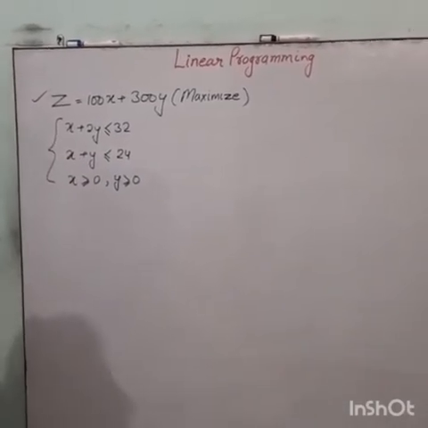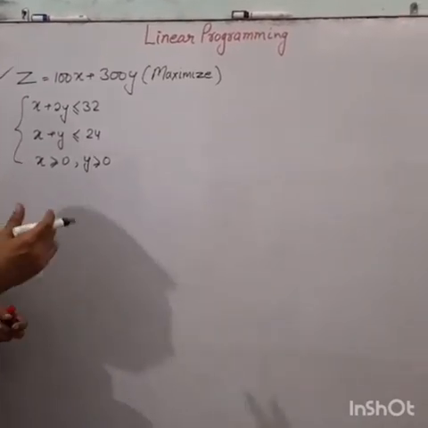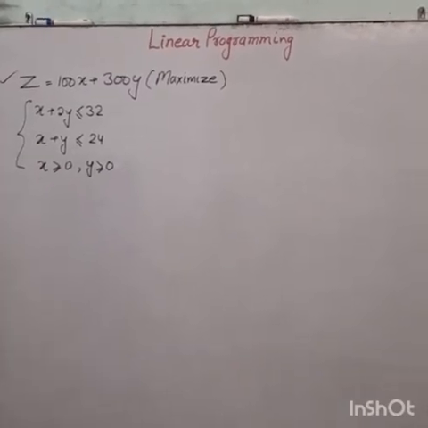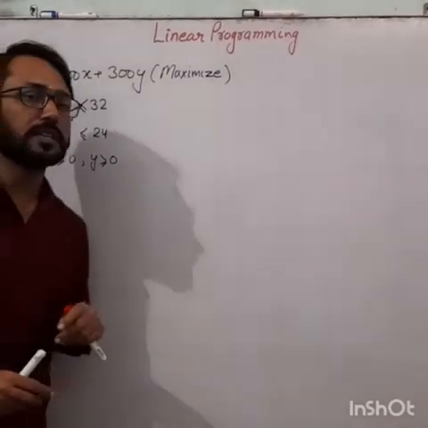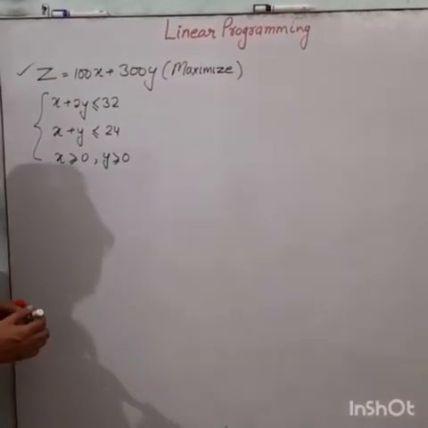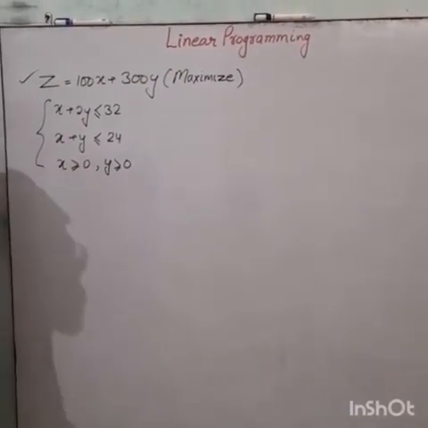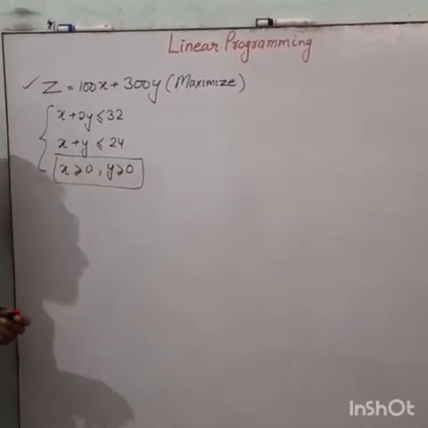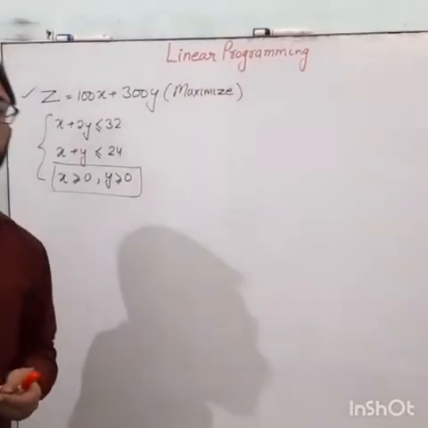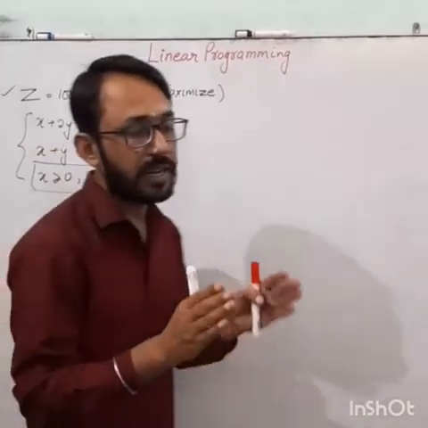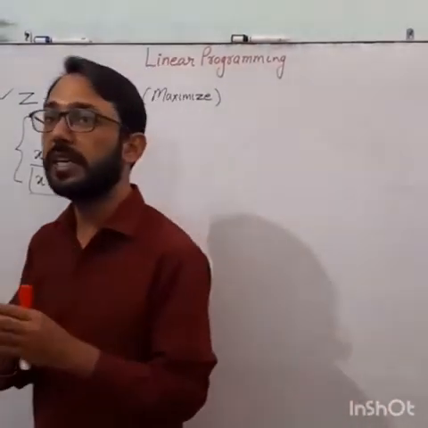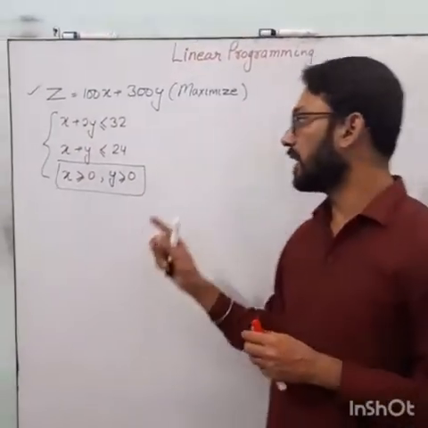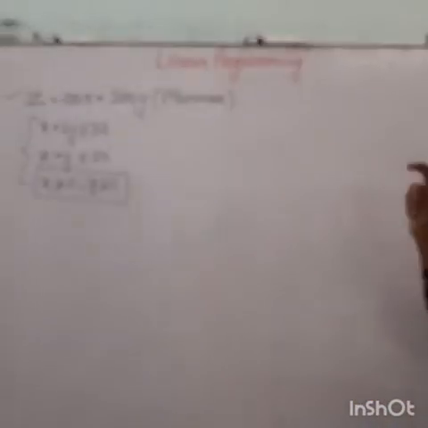These constraints are, as per class 11th, what we used to call linear inequalities. x plus 2y is less than or equal to 32. Another equation is given to us: x plus y is less than or equal to 24. x is greater than or equal to 0 and y is greater than or equal to 0. These two conditions, x greater than or equal to 0 and y greater than or equal to 0, represent the region only in the first quadrant. Meaning what we need to shade is the region in the first quadrant. So we are going to shade the first quadrant region only.